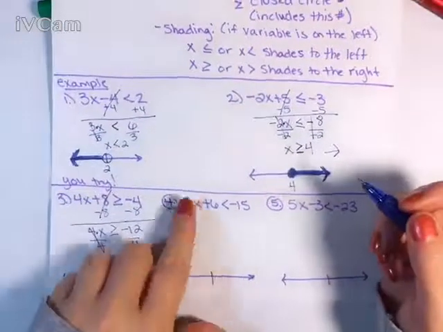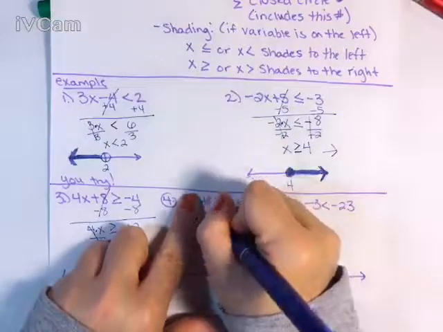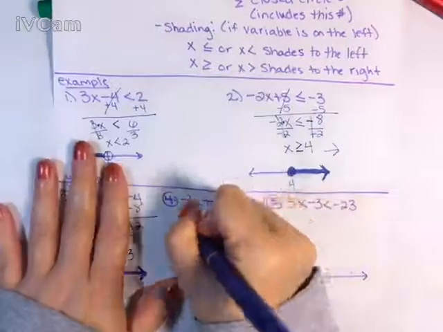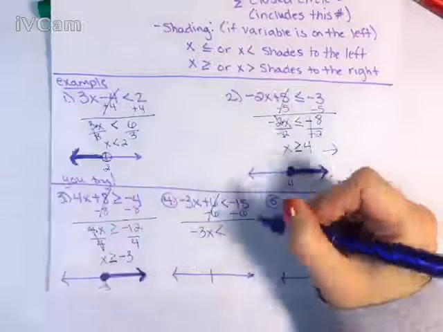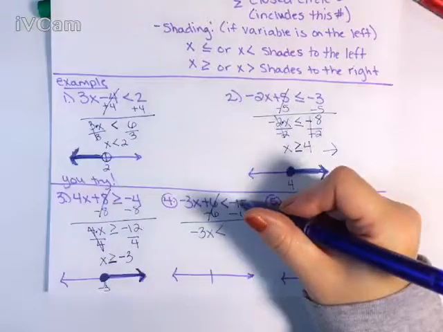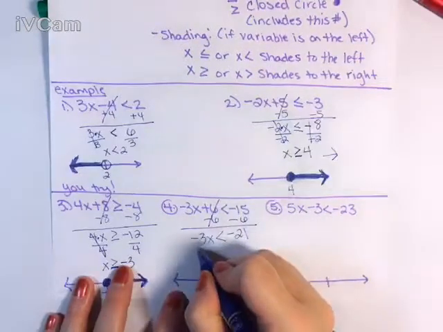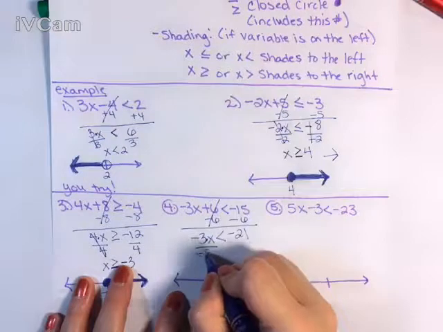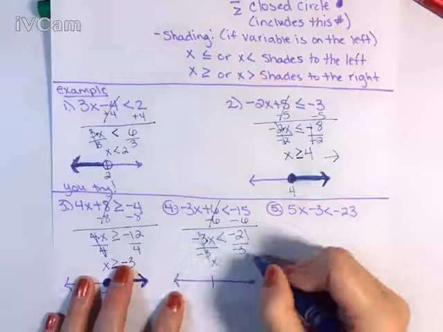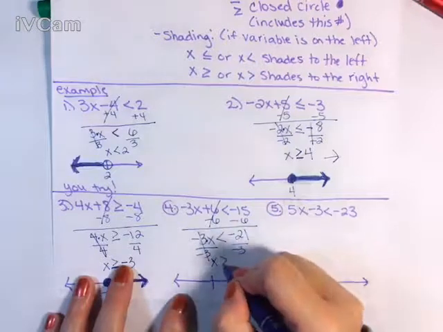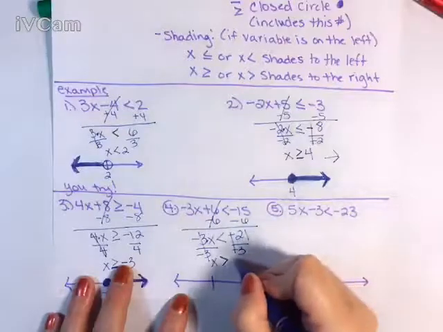Looking at number 4, we're going to cover the part with the x and move the number. So the opposite of plus 6 is going to be minus 6. These cancel out. We get negative 3x is less than. And then these are the same signs. So we're going to add them and keep this sign. So we're going to get negative 21. Then we're going to divide by the number that's multiplying the x. These are going to cancel out. You get x. And we divided by negative, so we're going to flip our inequality. The negatives are going to cancel out. 21 divided by 3 is going to give us 7.